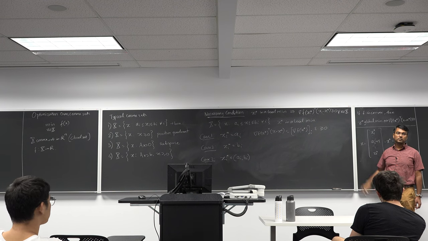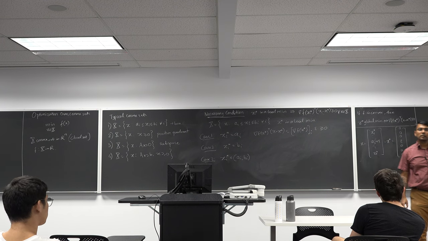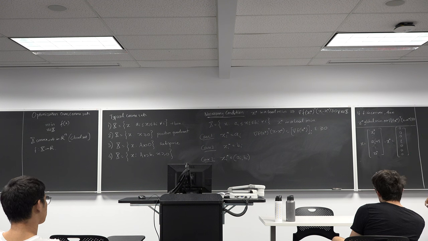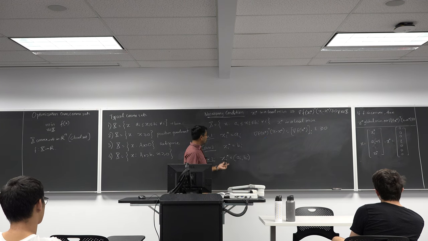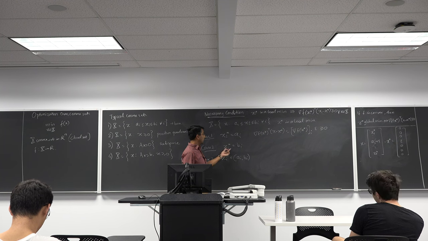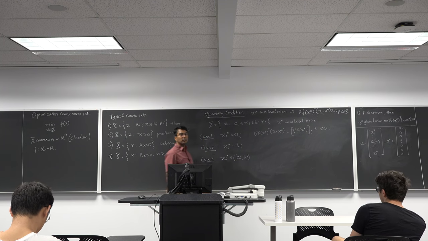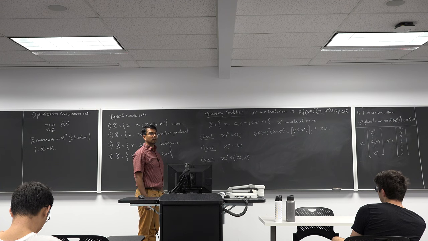So these have nothing to do with the three cases? Which cases? So this x star, the optimal point, local minimum, I could have only these three cases, right? Either xi star is equal to ai, or xi star is equal to bi, or xi star could be in between ai and bi. Okay?